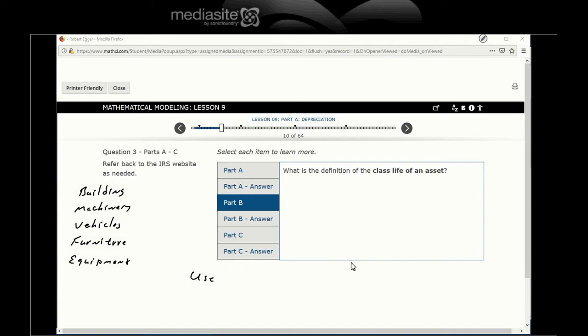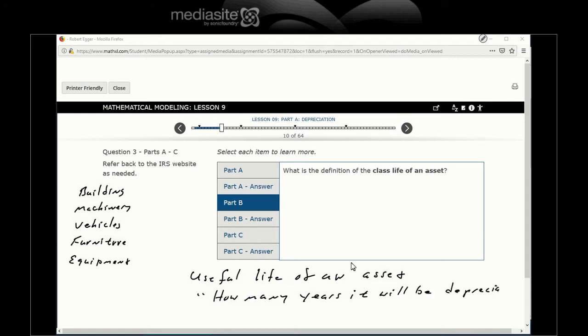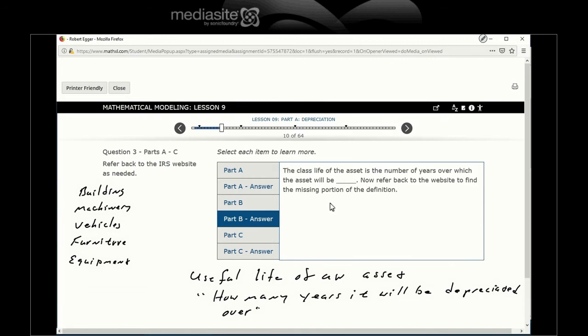One word. Life of an asset. How many years it will be depreciated over? See what they say. The class life of an asset is the number of years over which the asset will be depreciated. Okay. Now, if you refer back to the website to find the missing portion of the definition. Okay. Again, what goes in here, what asset will be depreciated.